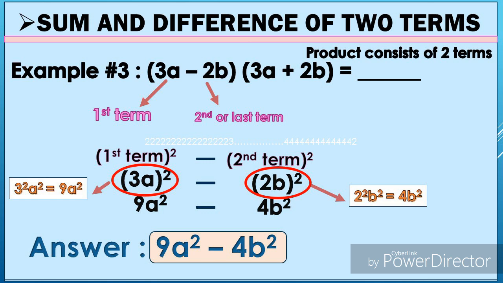And for the second term, we have 2b squared. So 2 squared is 4, then we have b squared. Then we have 4b squared, and then minus lang natin yung dalawa. Therefore, the final answer is 9a squared minus 4b squared.